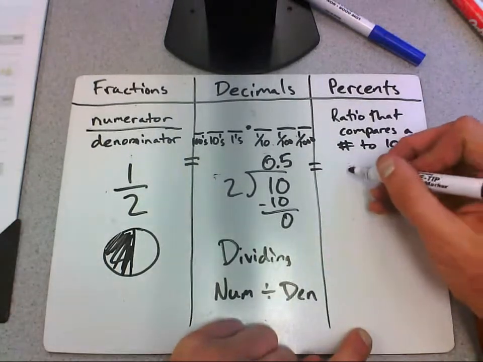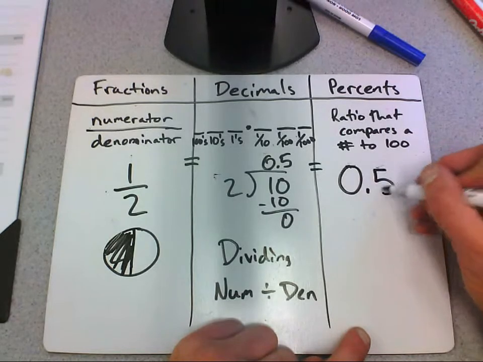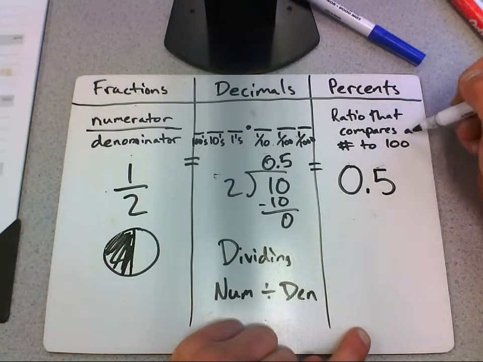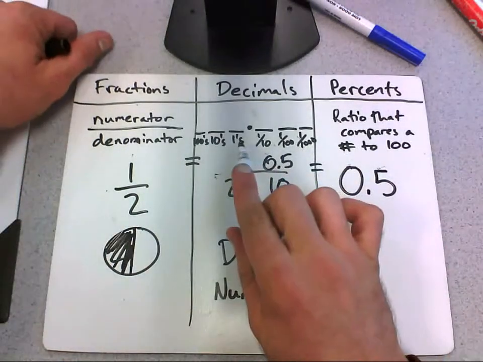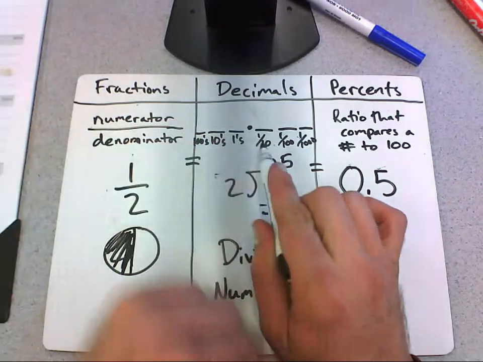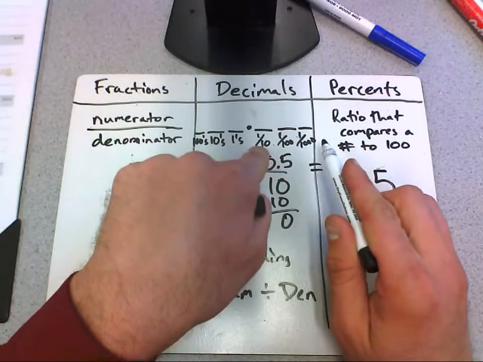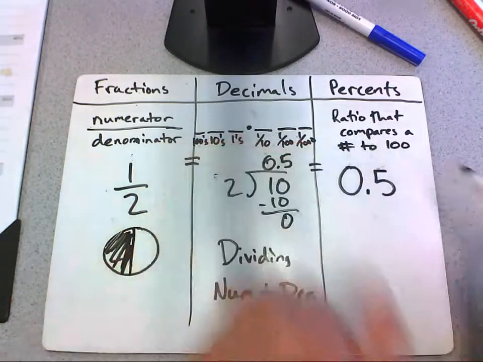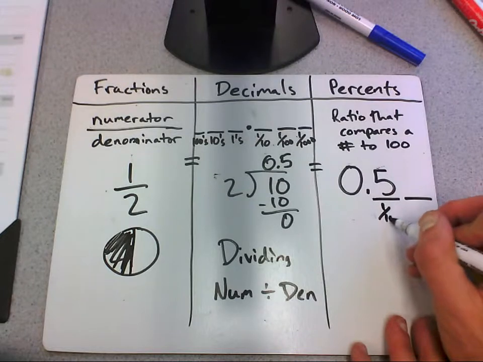Next, percentages. The easiest way to think of a percent is a ratio that compares a number to 100. Now what does that look like? Let's move back to how we represent decimals. Our numbers are in the ones place, the tens place, the hundreds place. On the right side of the decimal, we have parts of a whole. So the tenths place, the hundredths place, the thousandths place. What place are we in?